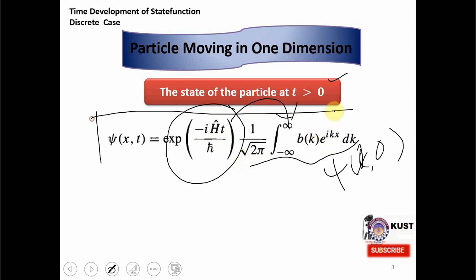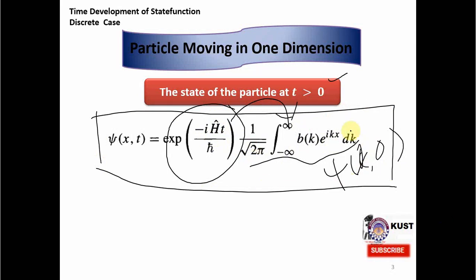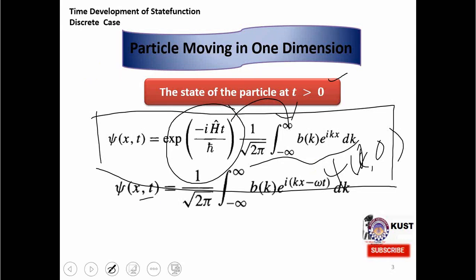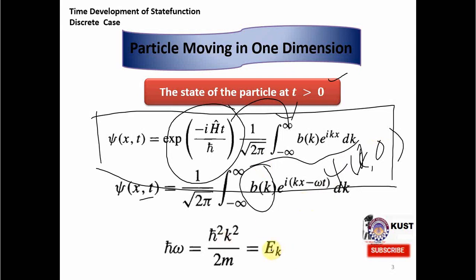This equation is actually the time development of the continuous case, or the continuous state function, from the initial state to the final state. From this formula you can see that this final state is after applying this H hat. So, H hat acts on k, and we then have i(kx minus omega t), and there are these b's coming in. So, this b, as on the previous slide, we can extract back, and h bar omega is coming from the E_n or E_k, which is h bar squared k squared over 2m.